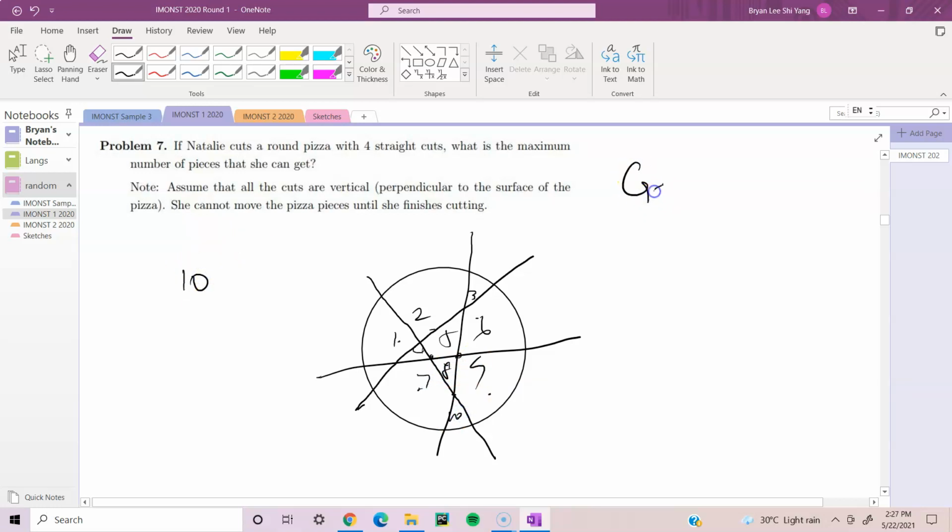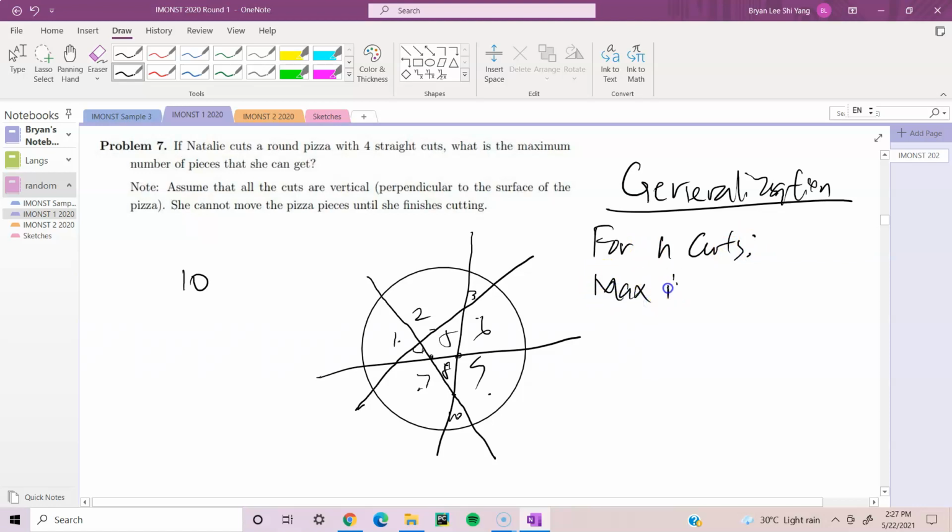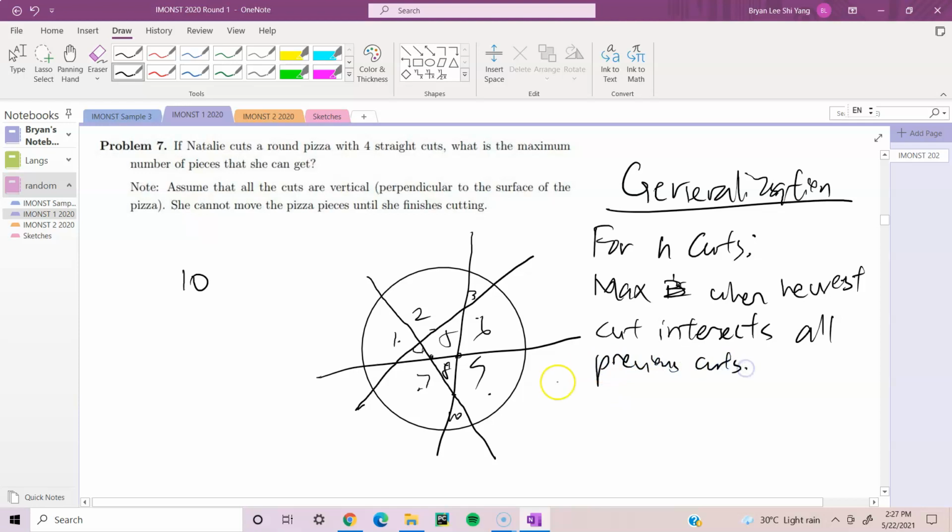And then as a generalization, for every n cuts, the maximum happens when the newest cut intersects all previous cuts. And then the max number of pieces will be n times n plus 1 divided by 2.